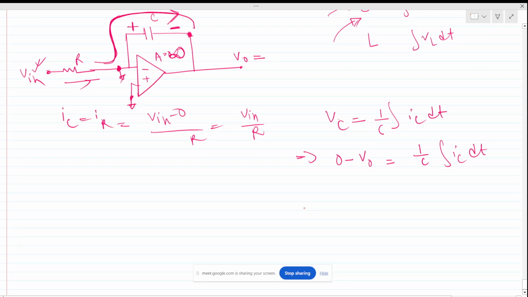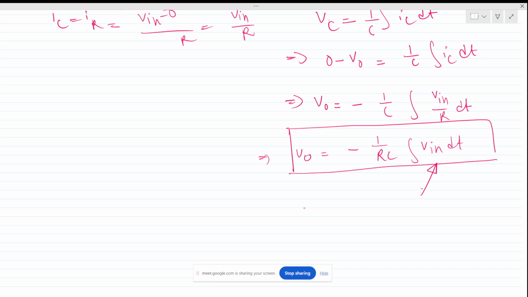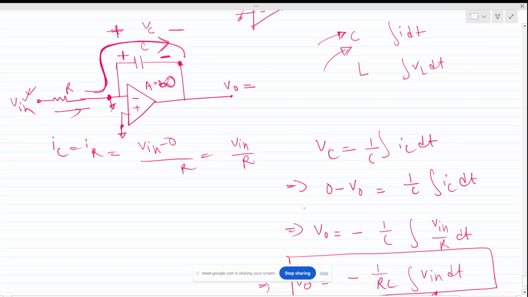So now we can see that Vout will be minus 1 by C, and I will put the IC value, Vin by R, times dt. So Vout is minus 1 by RC integration of Vin dt. Vout is the integration function of this Vin with respect to time, so it is called an integrator. Understood?